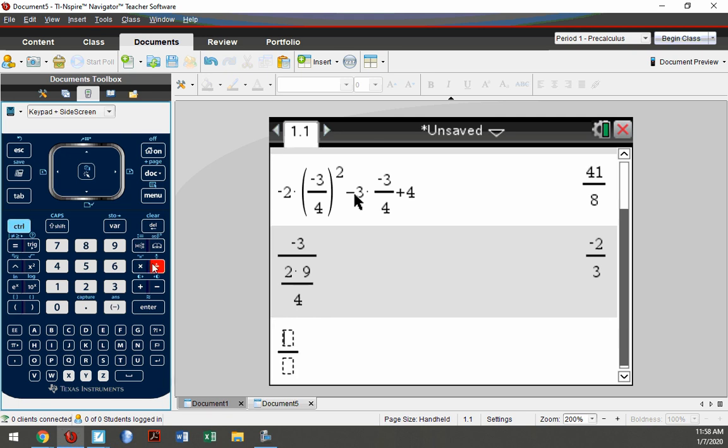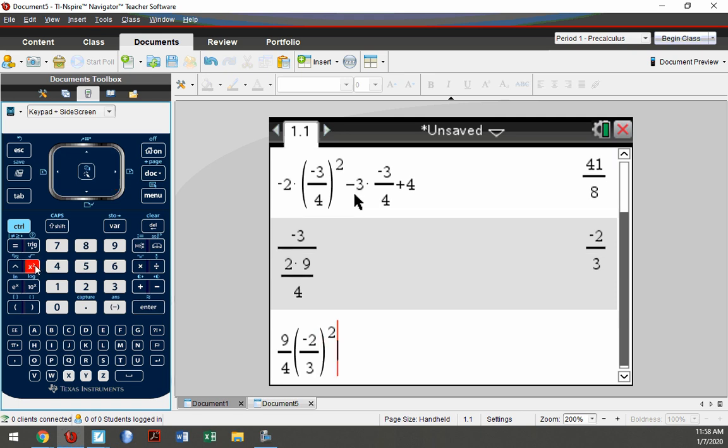Control division, 9, arrow down, 4. Arrow to the right. Parenthesis, arrow up once and hit enter. Arrow to the right, squared key. Plus 3, parenthesis, arrow up, enter. Arrow to the right, minus 1. Arrowing up and hitting enter grabs the previous entry.